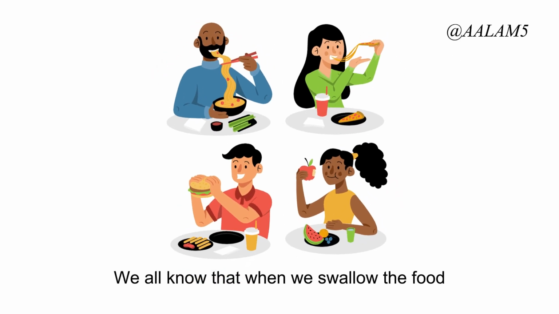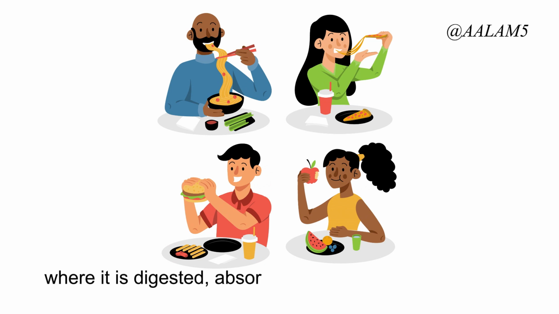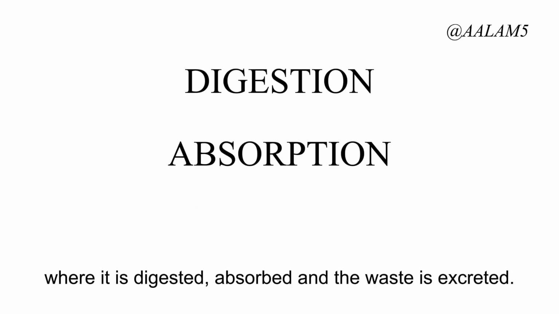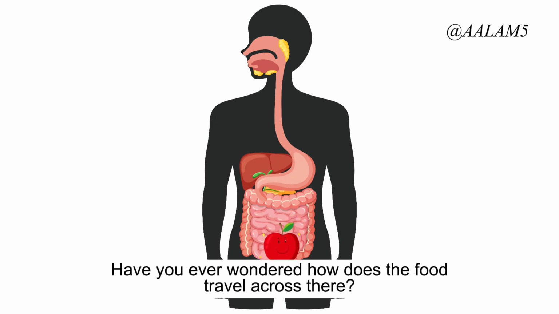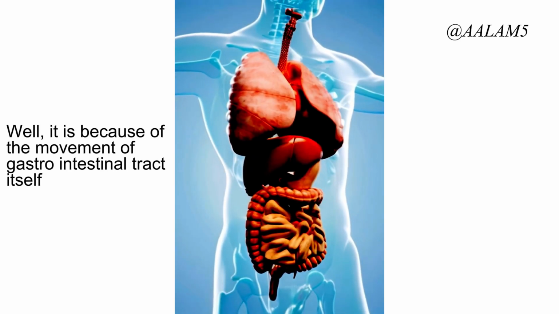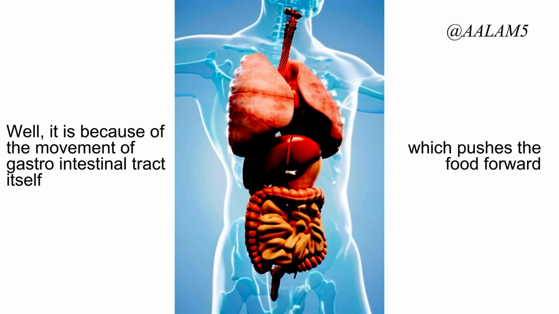We all know that when we swallow the food, it goes down through the GI tract where it is digested, absorbed, and the waste is excreted. We swallow the food and it moves on its own after that. Have you ever wondered how the food travels across there? Well, it is because of the movement of the gastrointestinal tract itself which pushes the food forward.